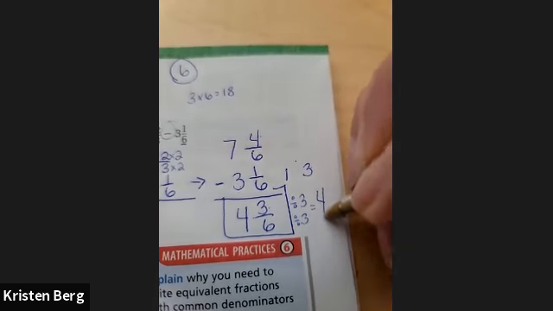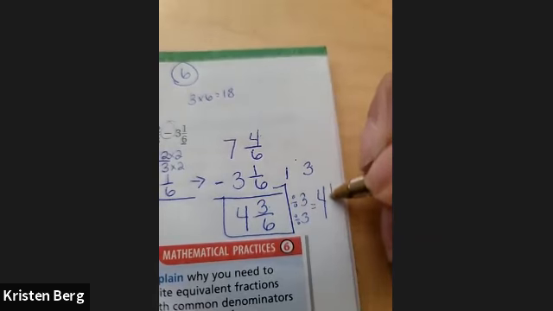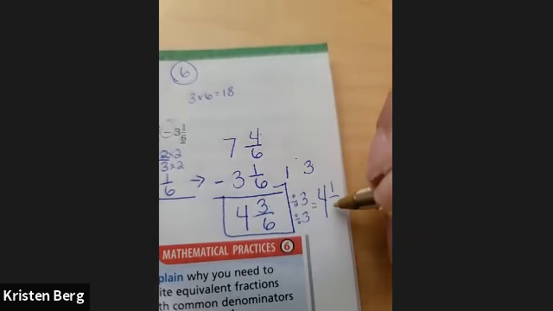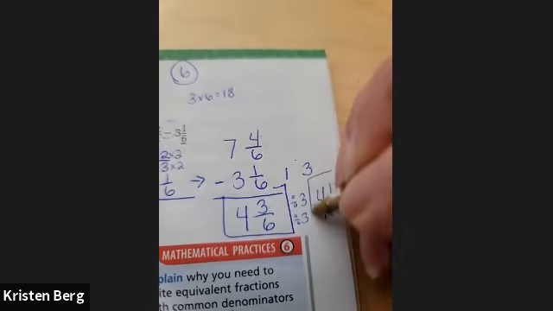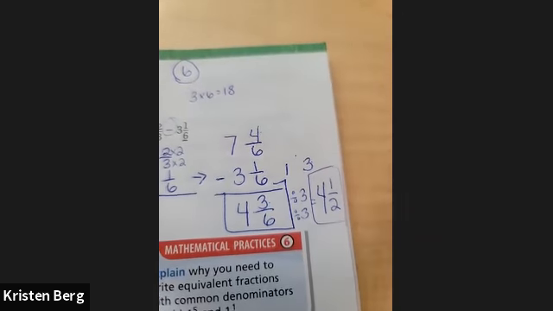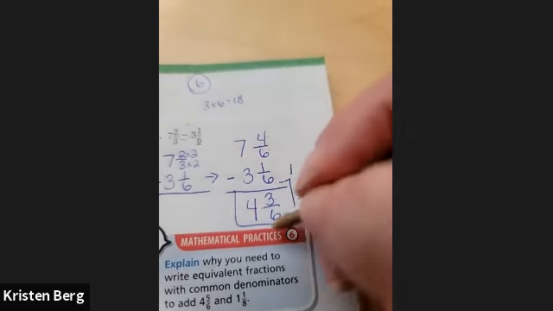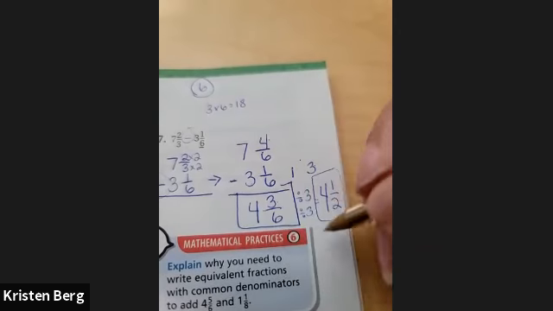So that would be 4. How many 3's go into 3? That would be 1. And how many 3's go into 6 is 2. So therefore, 4 and 1/2 is also the same thing as saying this. So either of these two would have been accepted.